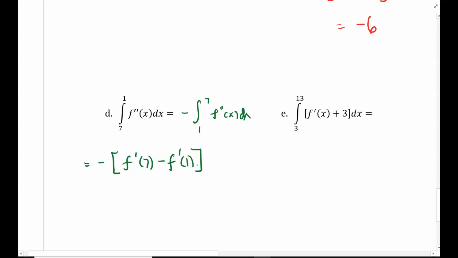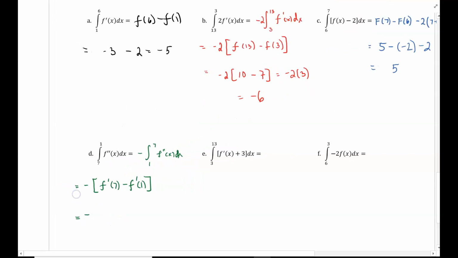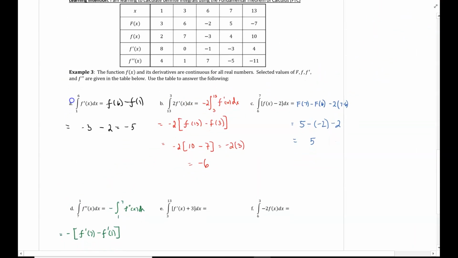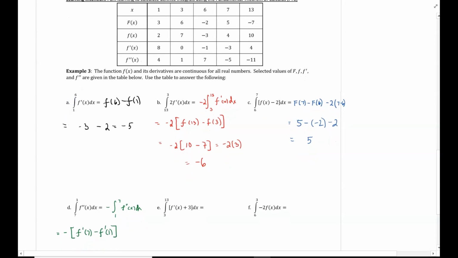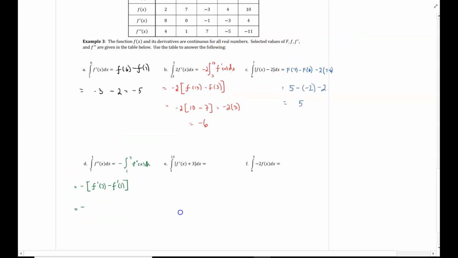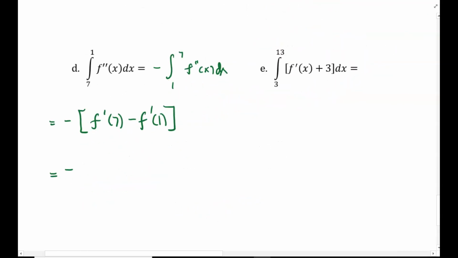And I'm going to use my table. So let's go ahead and see what tabular values this gives us. So f prime of 7 looks like negative 3, and minus f prime of 1 is 8. Negative 3 minus 8. Okay, so we have negative 11. With a negative attached gives us a positive 11.